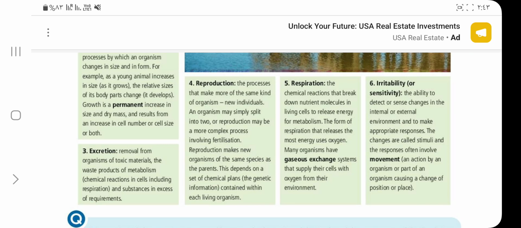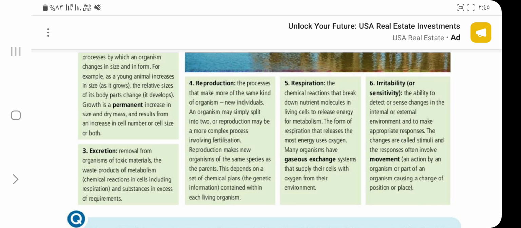Internal environment or internal stimuli: if you have a stomach pain, you spontaneously put your hand on your stomach or go to the doctor for investigation. And this is an internal stimulus.